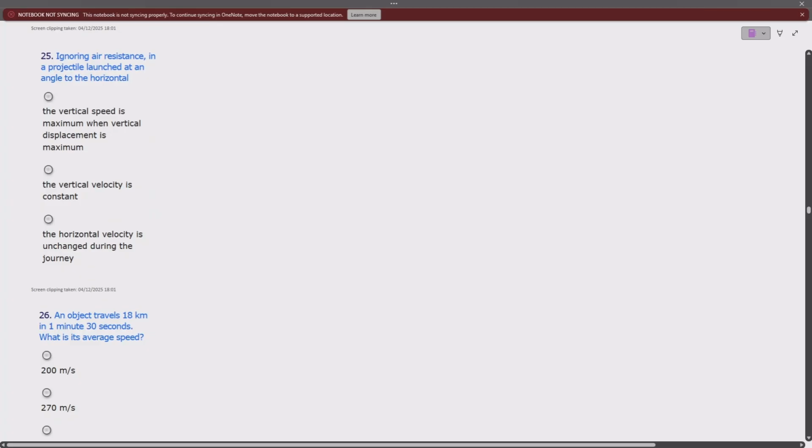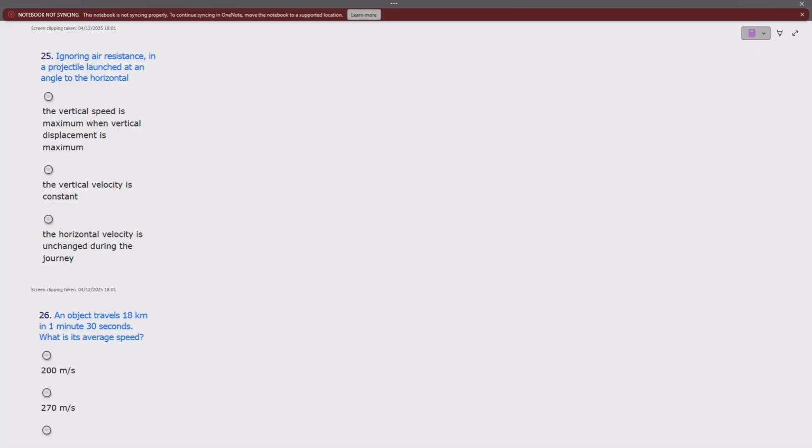Number 25. Ignoring air resistance in a projectile launched at an angle to the horizontal, velocity is unchanged during the journey. This is the right answer.